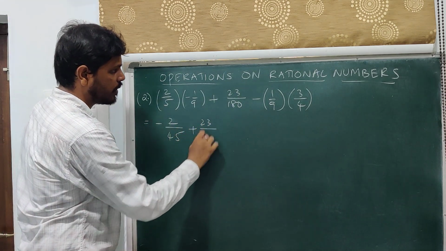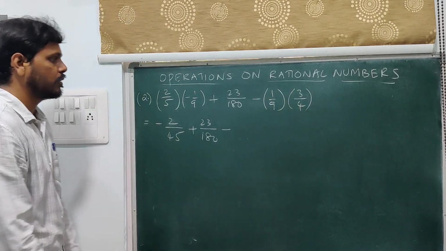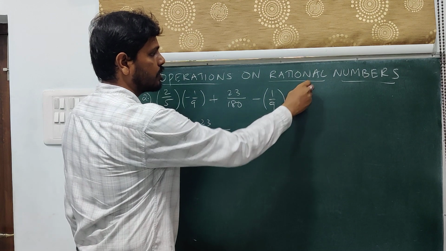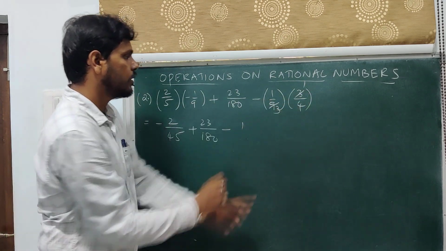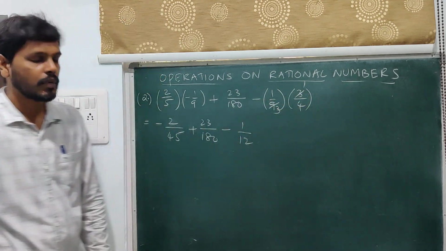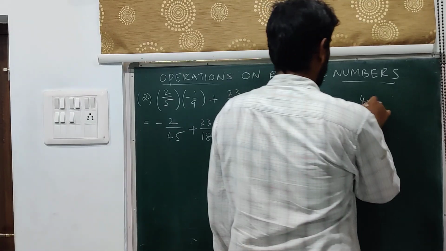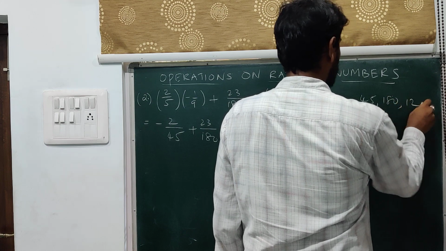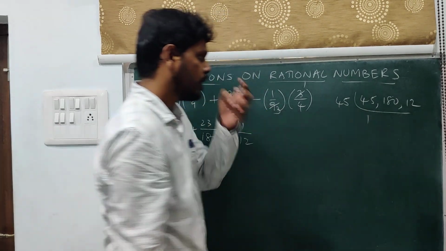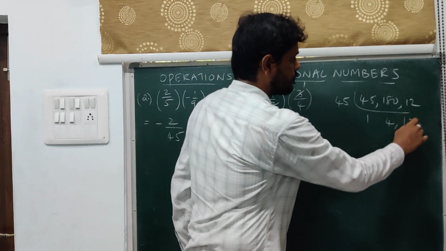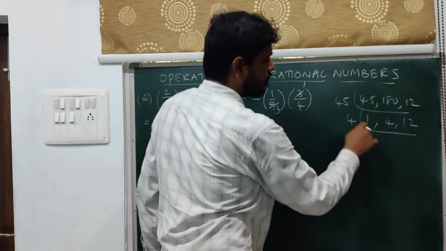Plus 23 by 180 minus 1 into 3, or you can simplify this rather. If you simplify this, 3 3s are... so this is 1 into 1 is 1, 3 4s are 12. Now take the LCM of 45, 180 and 12. You can go with 45 straight away. 45 ones are 45, 45 fours are 180, and you can write 12. 4 5s are 20. So you can go with 4.